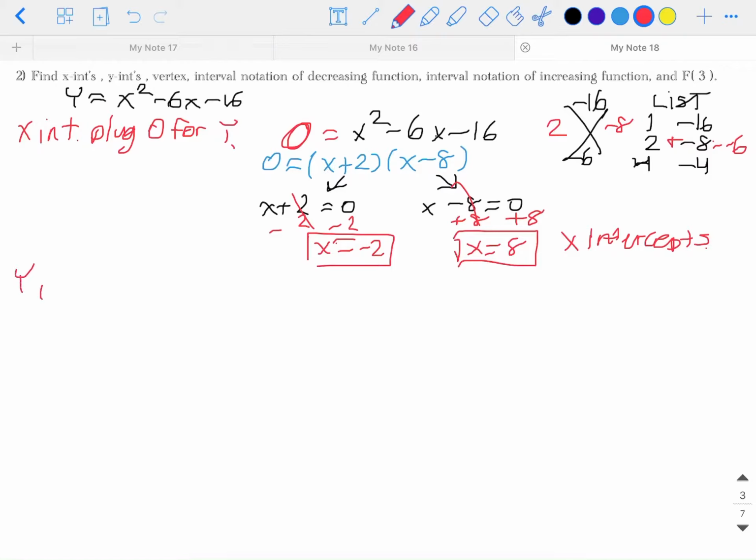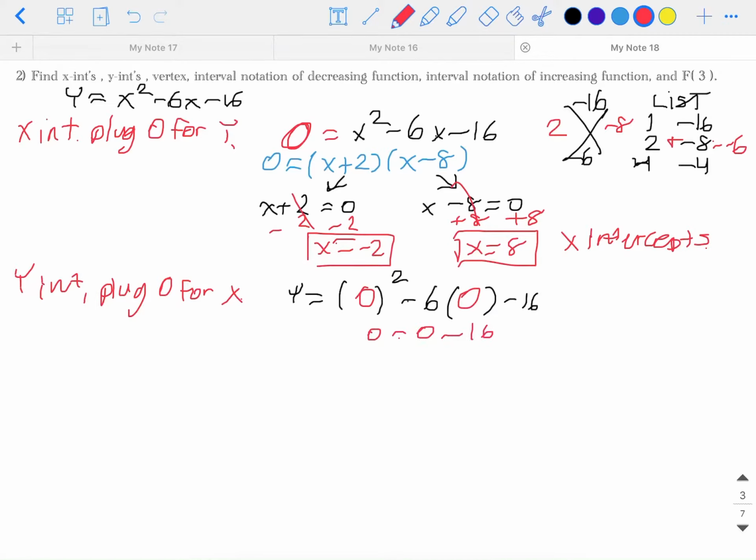Now, in order to find a y-intercept, we plug 0 for x. And again, finding a y-intercept is usually a little bit easier than the other way around. Y equals, I'm going to keep the x blank, and plug 0 in for x. 0 times 0, which is 0, minus 6 times 0, which is still 0, minus 16. So the end result will be negative 16. This is considered to be the y-intercept.